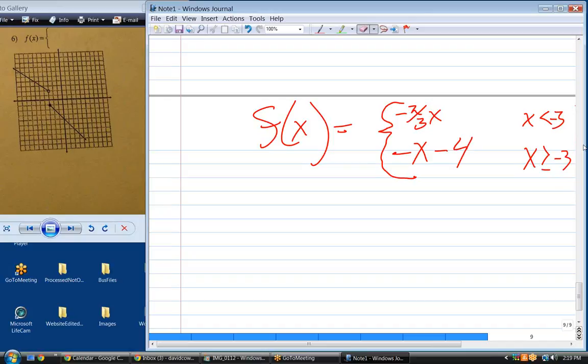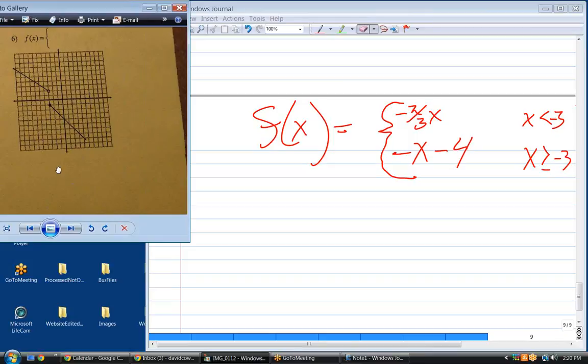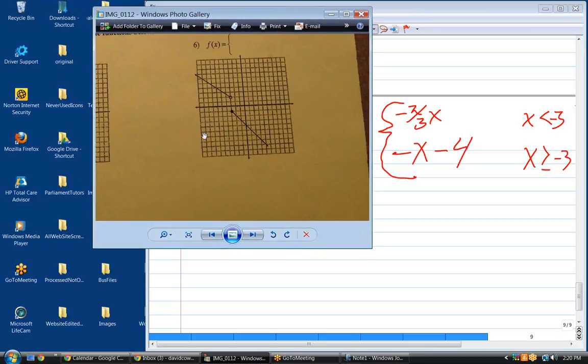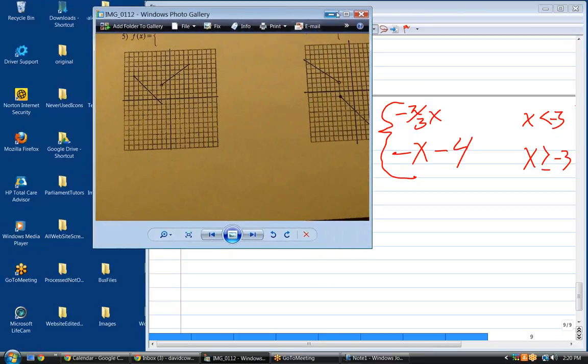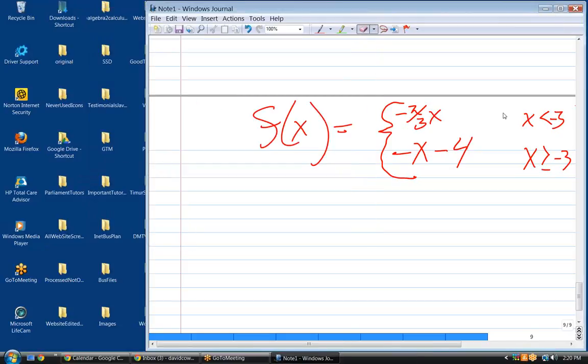Now, you understand the difference between open dot and closed dot? Open dot goes with the less than or greater than. Closed dot goes with the greater than or equal or less than or equal. The arrow indicates it goes all the way to infinity in both directions. So the domain would be all real numbers on this problem. All right, let's go to the next page.